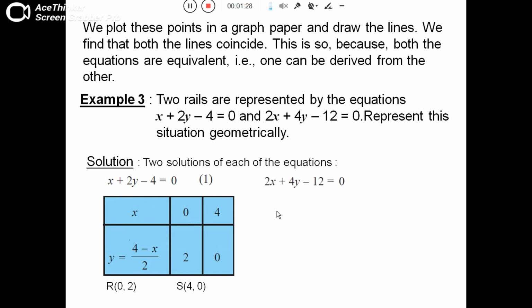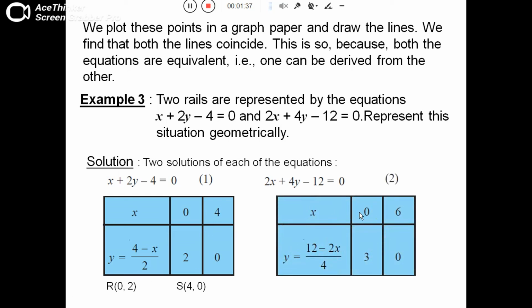Now see equation number 2: 2x + 4y - 12 = 0. When you take x = 0 in this, you will get y = 3. If you take x = 6, you will get y = 0. So the two solutions of this equation are (0, 3) and (6, 0). Now see the graph of this equation.